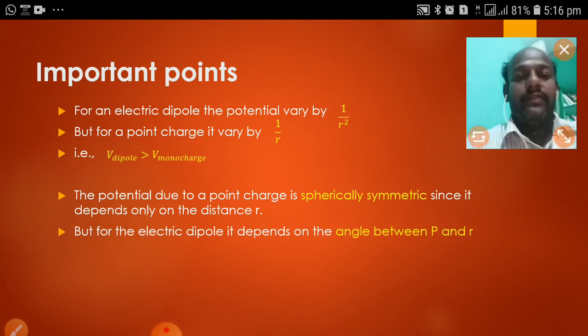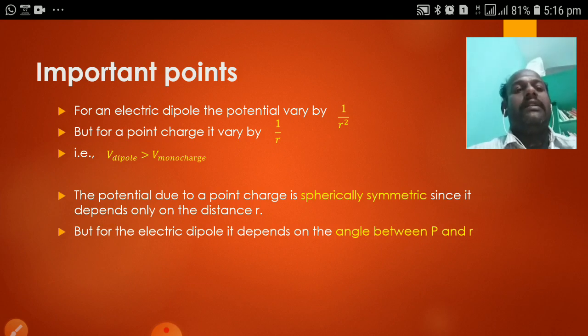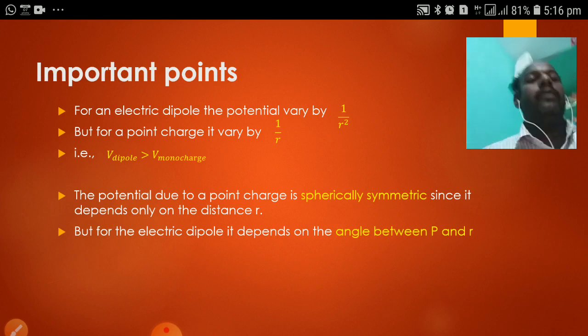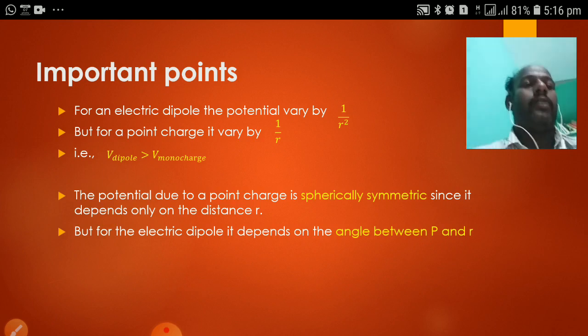But in the case of a dipole, it depends on the angle between P and R. So this is what we have already known. Now we are going to come to know another conclusion, please wait, I will show you.